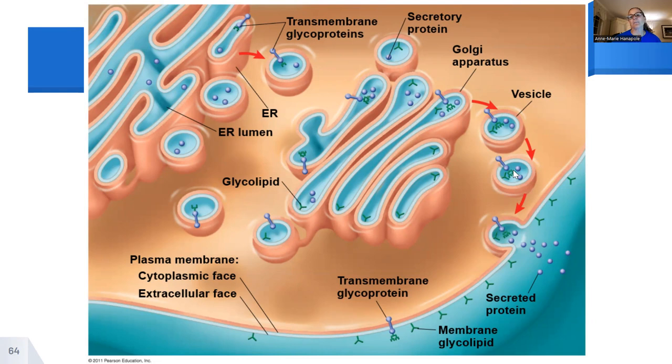So if it is a protein that needs to be on the surface of the cell, it's going to be facing the inside of that vesicle. So when it merges with the cell membrane, it can be on the outside of the cell.